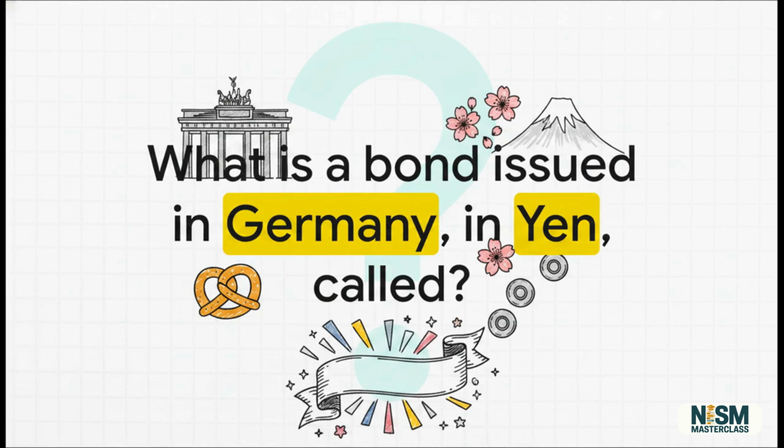Okay, let's pause for a second and test your focus. Based on what we literally just learned about external bonds, if an Indian company issues a bond in Germany, but it's denominated in Japanese yen, what is it called? Got your answer? It's a euro bond. Remember, because it's issued in a foreign country in a currency that is not the local currency of that country. Excellent work if you nailed that one.